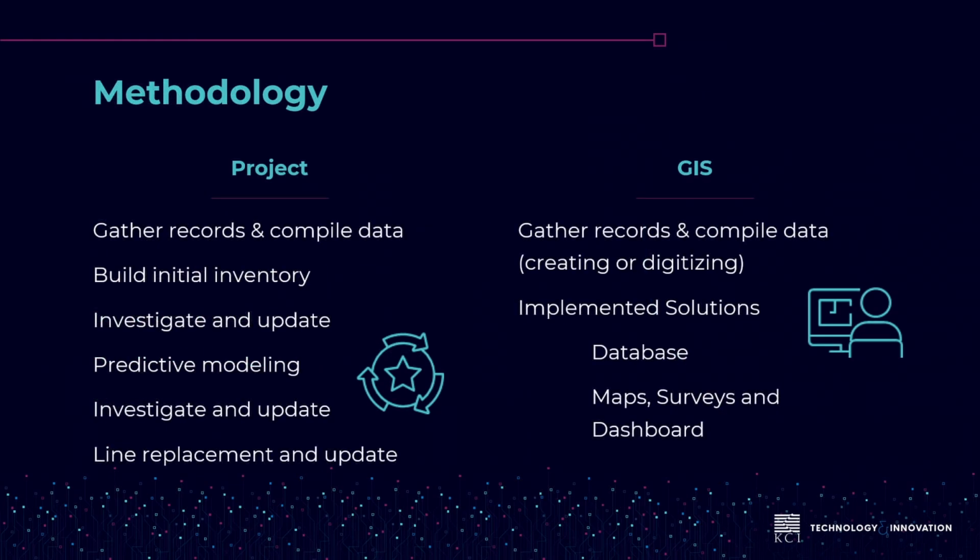So talking methodology, from a project side, it's a bit of an iterative process. Obviously gather records and compile the data to build that initial inventory, essentially investigate and then update that inventory. There might be some predictive modeling in there, and then again, investigate, update that inventory, and then of course, corrective action, any type of line replacement, and again, updating that inventory and the data behind it.